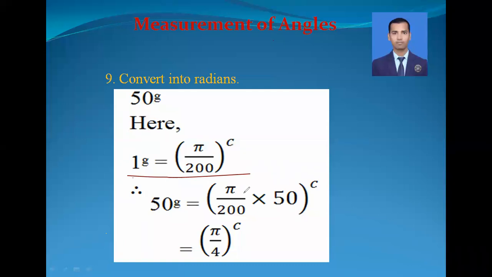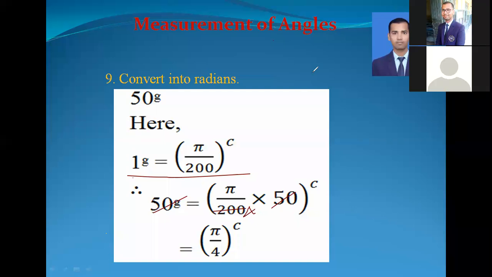50 grade is equal to pi by 200 into 50 radian. And in the same way, we cancel the 50 for the 200, 50 for the 200. So pi by 4 radian is our answer. In this way we can find our answer.